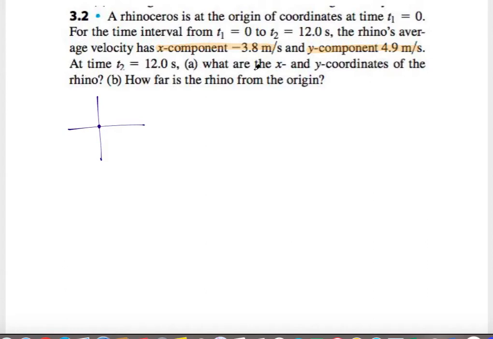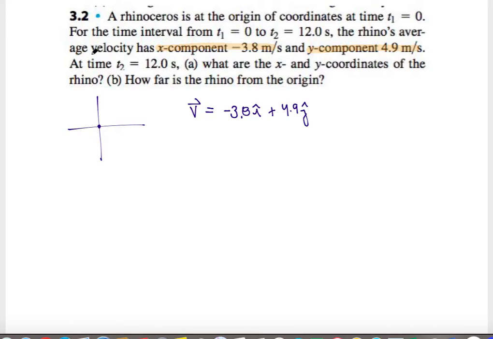At time 12 seconds, what are the x coordinates and the y coordinates of the rhino? So I'm going to start by writing an expression for my average velocity in vector form. So my average velocity is given as negative 3.8 in the x direction, so I can write that as negative 3.8 i hat, and in the y direction, 4.9 j hat. So this is just me rewriting the stuff to begin with. So I want to know at time 12 seconds, what are the x and y coordinates of the rhino?